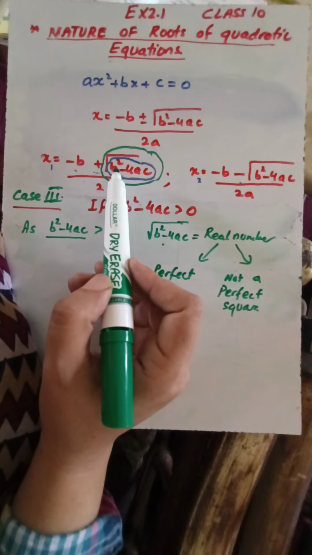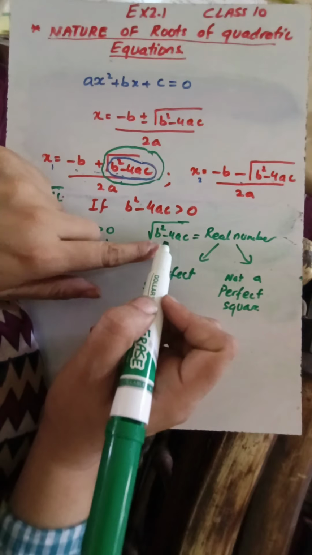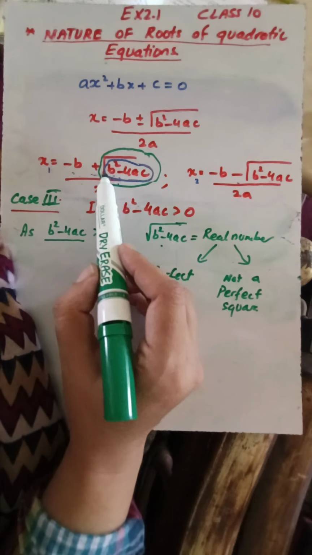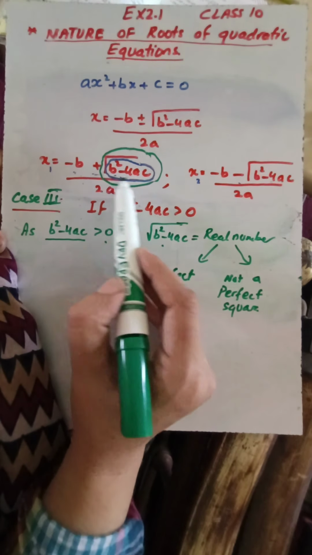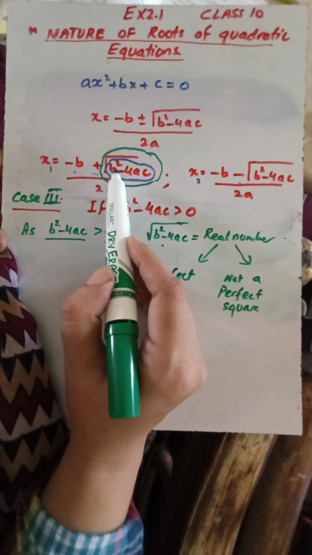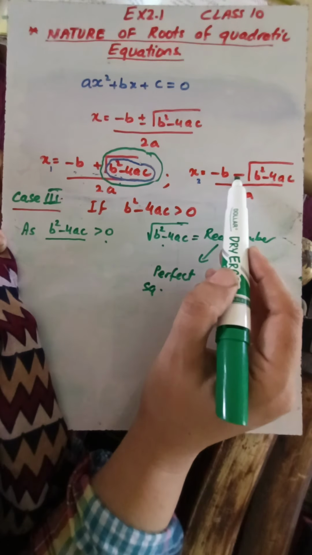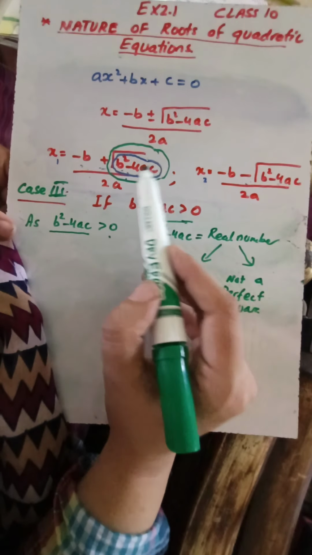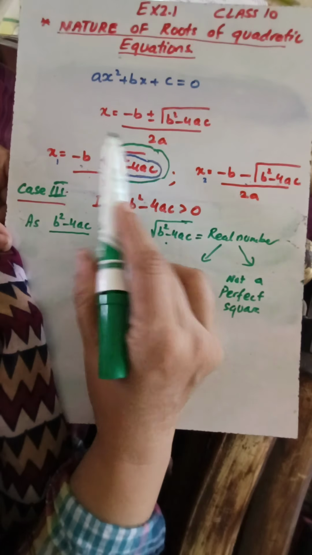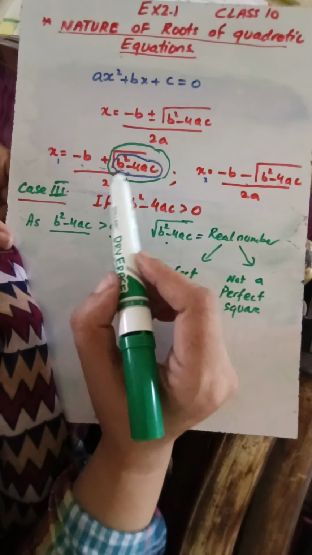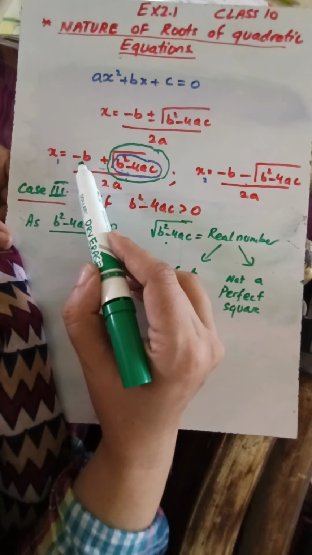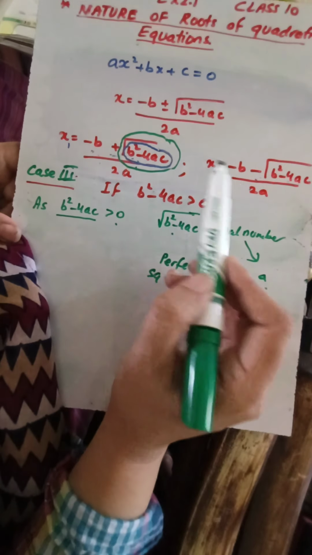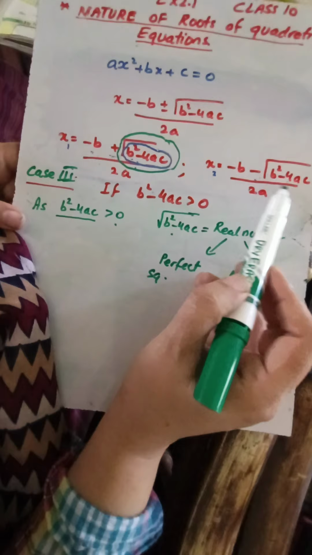You know that if this is not equal to 0, then the square root of this number cannot have the same impact over here and here. Here we have a real number which is not 0, and that number will be added to negative b, while over here that number will be subtracted from negative b. So in this case we get two different real numbers, two different roots. They cannot be the same if this number is non-zero.